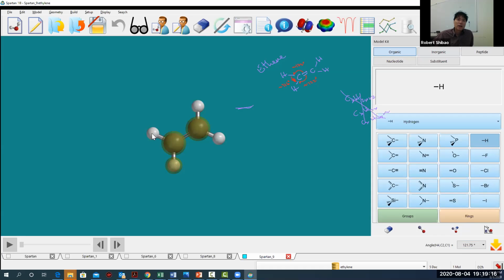And then we'll look at the HCH angle. This is going to be compressed to about 116. You can see the angle down here. That's what we got for this.